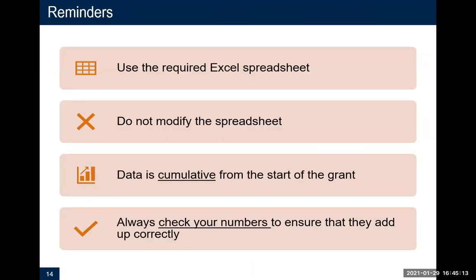So we'll just wrap up here with a few general reminders about your OMB data. First, when submitting your data, please use the exact form that has been provided. Do not modify it by adding or removing rows, columns, or formulas, and please send the form as an Excel file. Every time you submit the data, you should be reporting cumulative numbers. That is numbers from the start of your grant up through the end date of the reporting period.